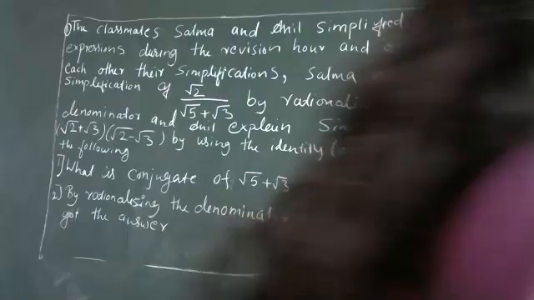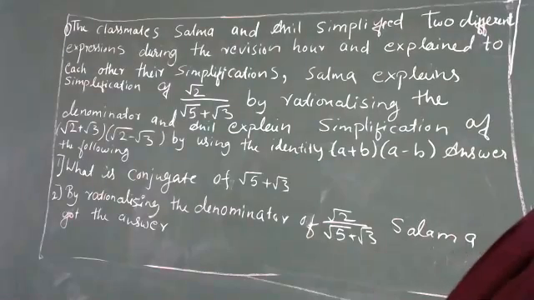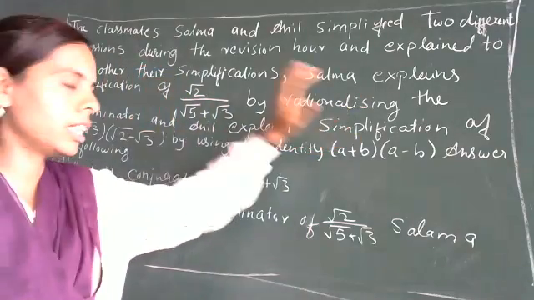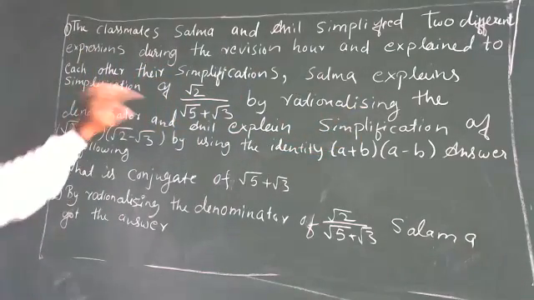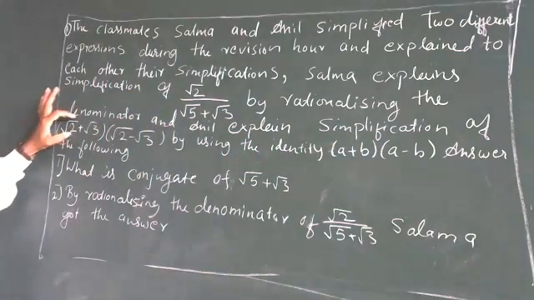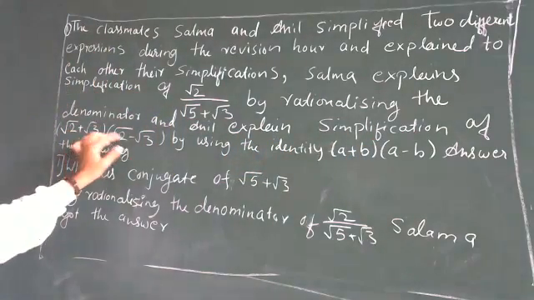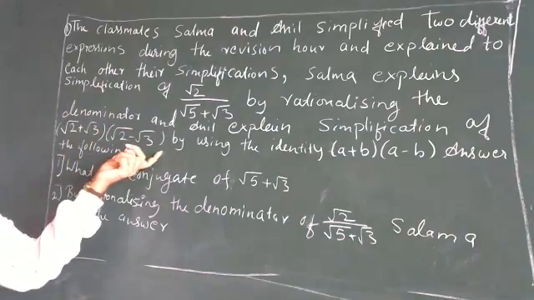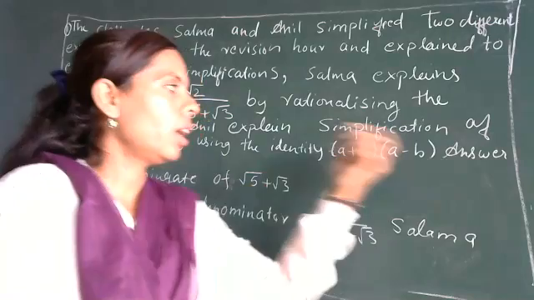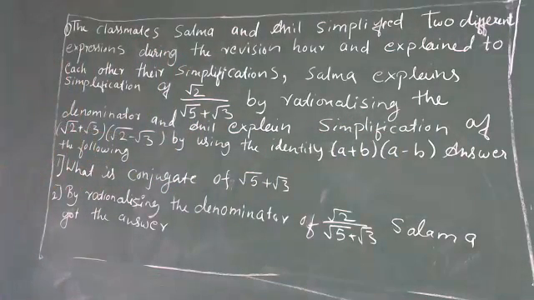You know what is rationalization? Yes, ma'am. Okay. So Salma simplifies the expression by rationalizing the denominator. And Anil explains the simplification of (root 2 plus root 3) into (root 2 minus root 3) by using the identity. And that identity is (a plus b)(a minus b). So we have to answer some questions using the given information.